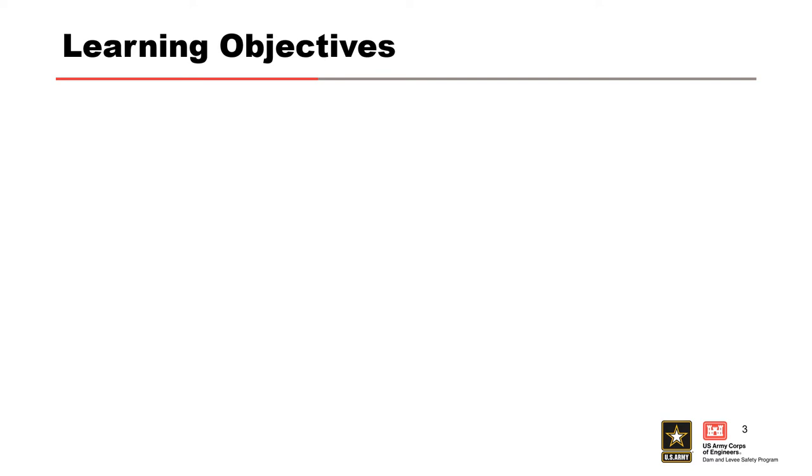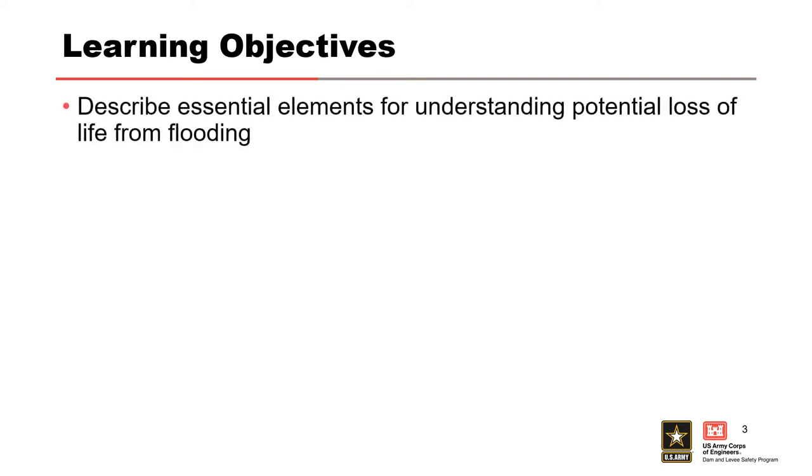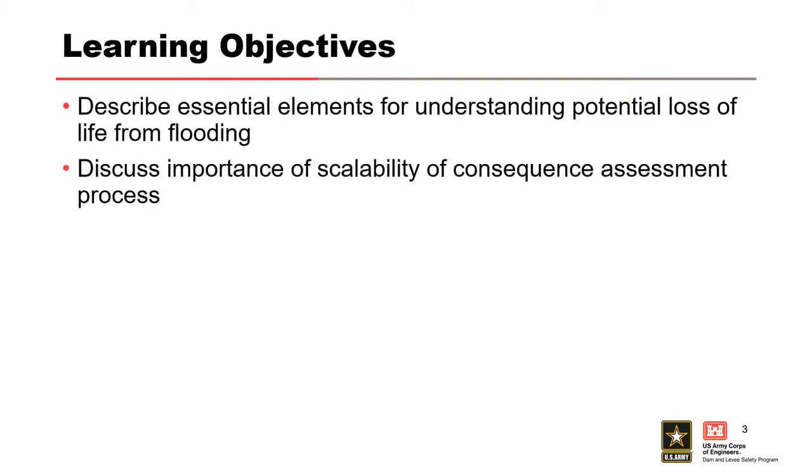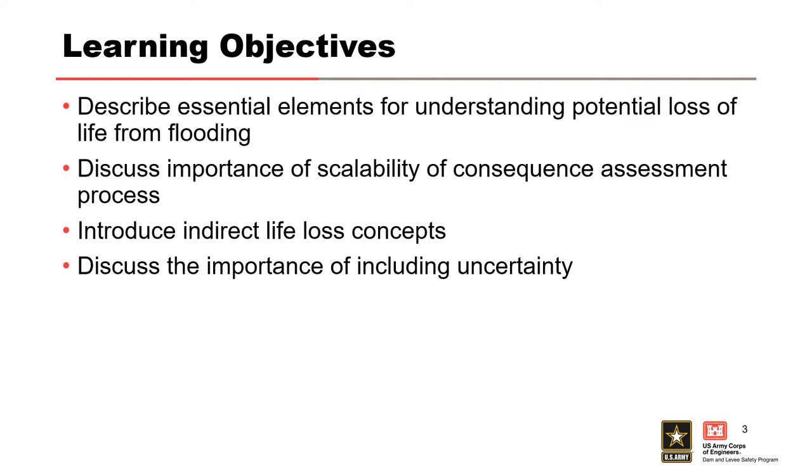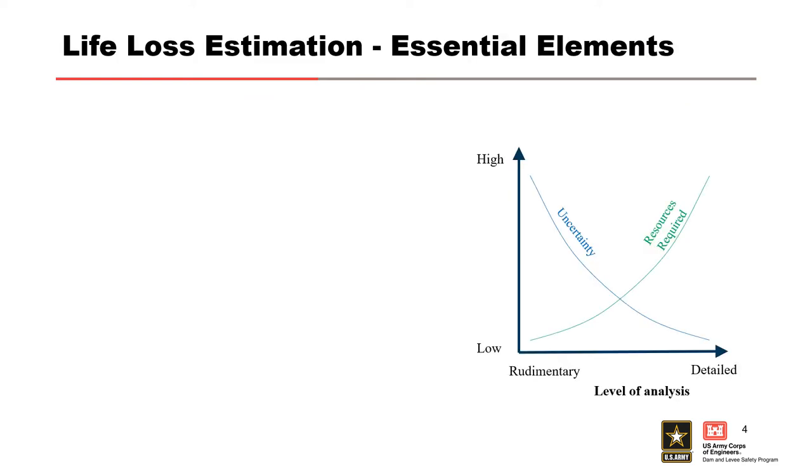So, objectives. We're going to describe the essential elements for understanding potential loss of life, discuss the importance of that scalability that we talked about earlier. I will introduce the indirect life loss concepts, and discuss a little bit on uncertainty. So let's start with the essential elements.